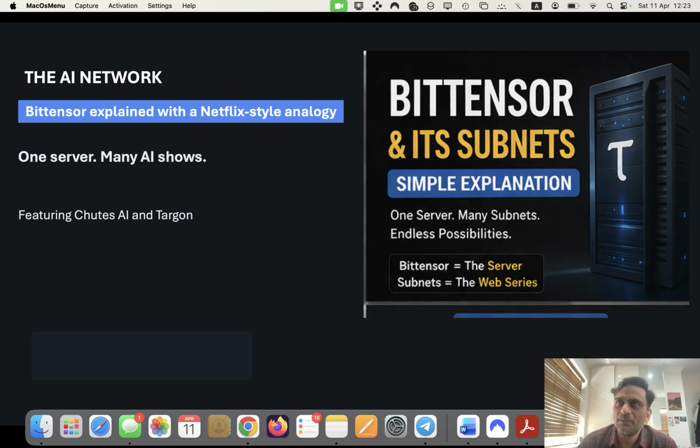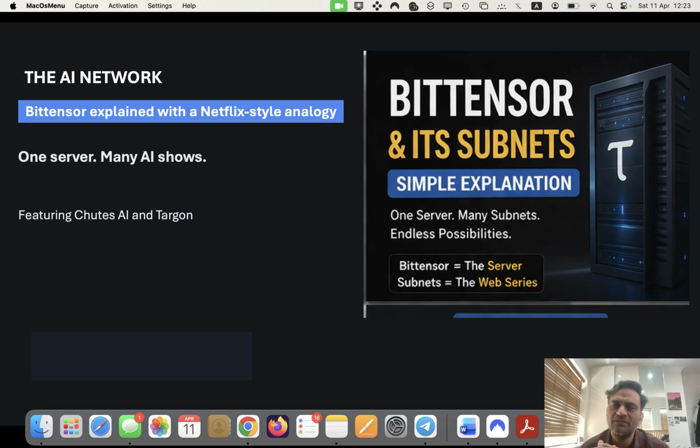Now, coming back to the point, most people assume Bittensor is quite a complicated system, and it sounds complicated, but it's not. The basic idea is actually very simple. Just try to understand Bittensor as a decentralized network where many AI services are competing to be useful.